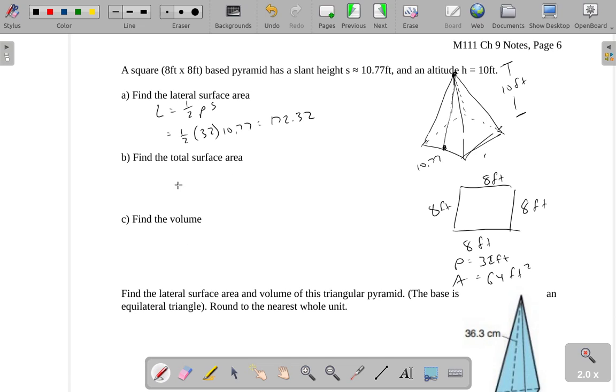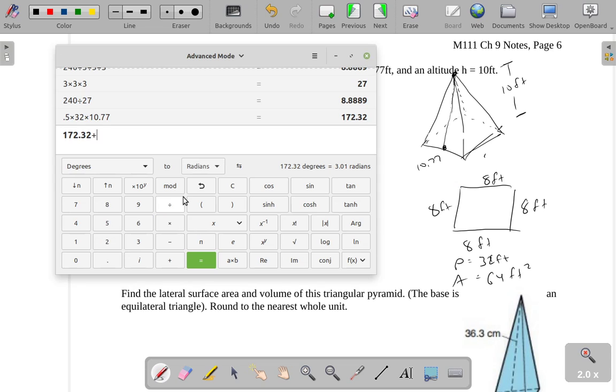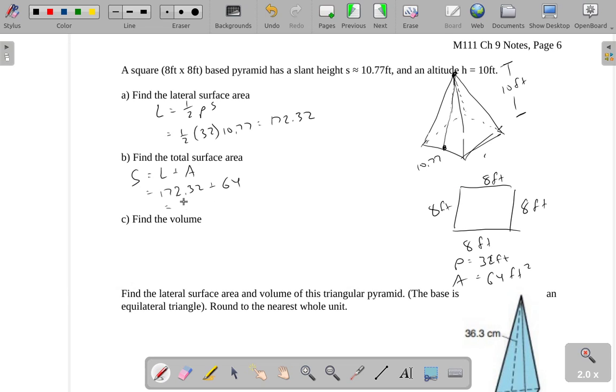So the total surface area would end up being my lateral surface area, which was 172.32, plus the area of my base, which is 64. We end up getting 172.32. I already have that entered in there. Add that to 64, we get 236.32. This would be in square feet.